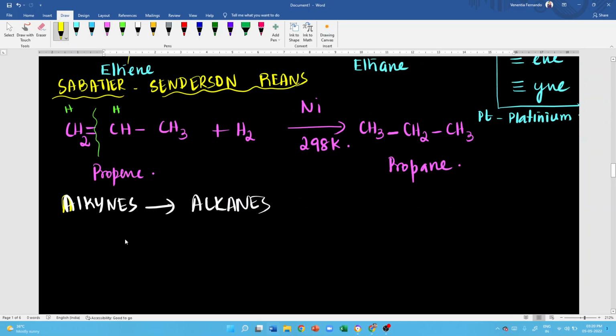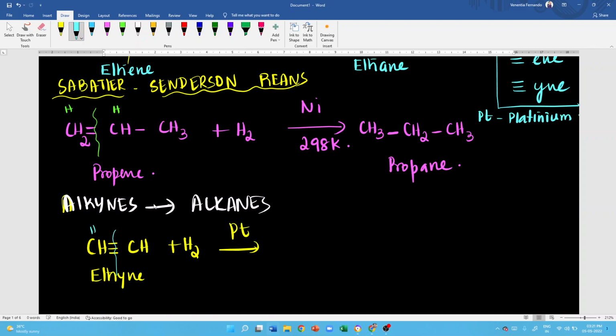So what am I going to do here? I'm going to take a triple bond between the carbons, with only H attached, and this is known as ethyne. Adding hydrogen in the presence of platinum, the bond cleaves: H on the left, H on the right. The product is CH2 double bond CH2. So this is nothing but ethene.